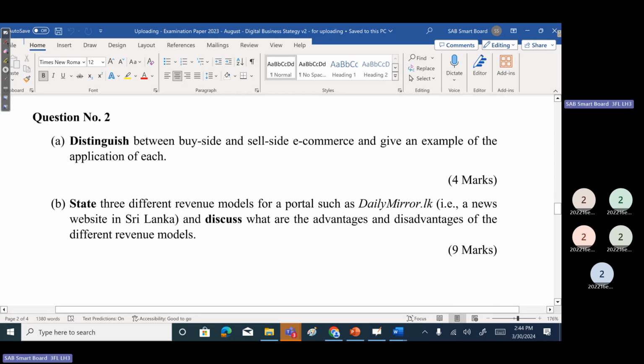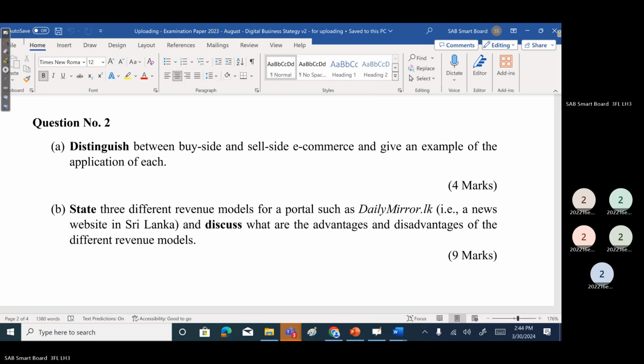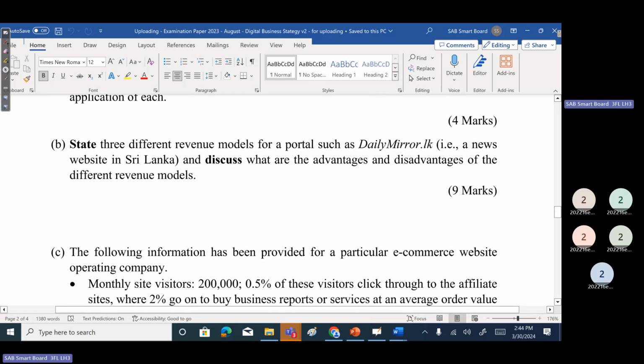Then question number 2. Again, it says distinguish between buy side and sell side e-commerce with examples, which we discussed. Then take three different revenue models for a portal. The exact question was there on the slide. How can you make money out of a website?